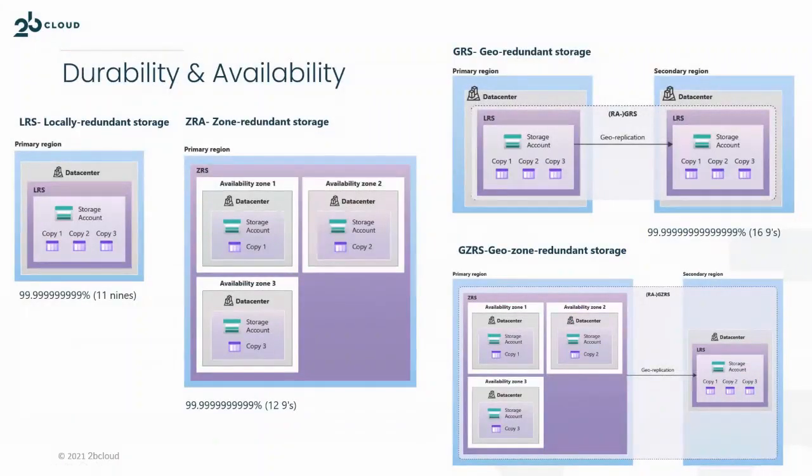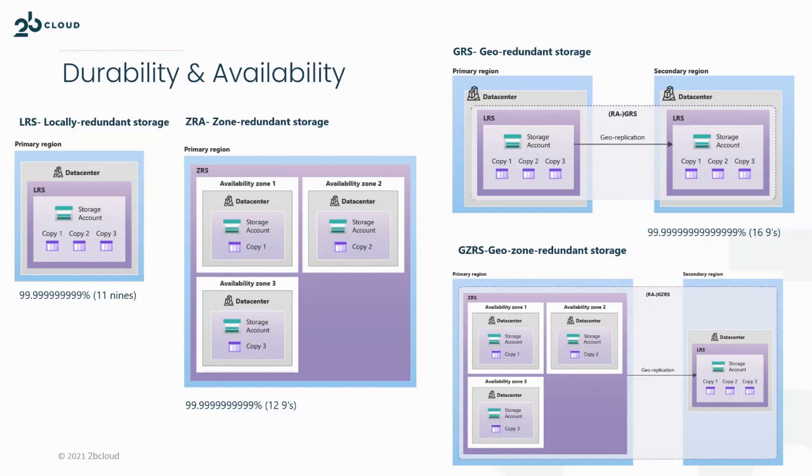If we're talking about durability and availability, Microsoft Azure offers a few tiers of availability. Let's just cover a couple of them, like locally redundant storage, which basically means every file that you create in blob storage or in any other storage will be replicated 3 times within the same data center. This will give you a durability of 11 nines.